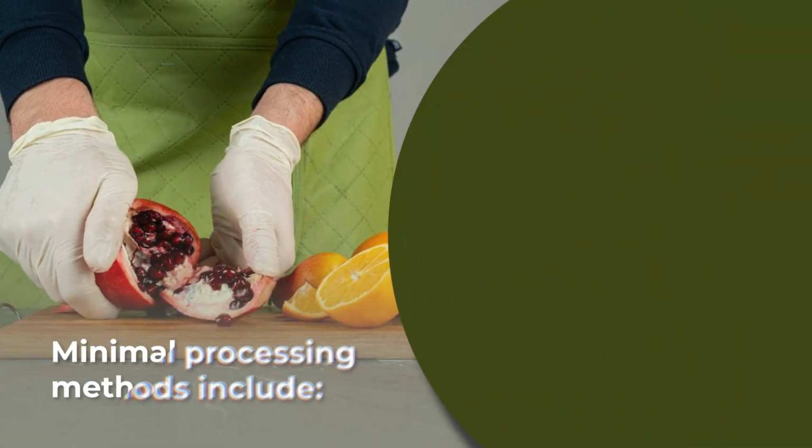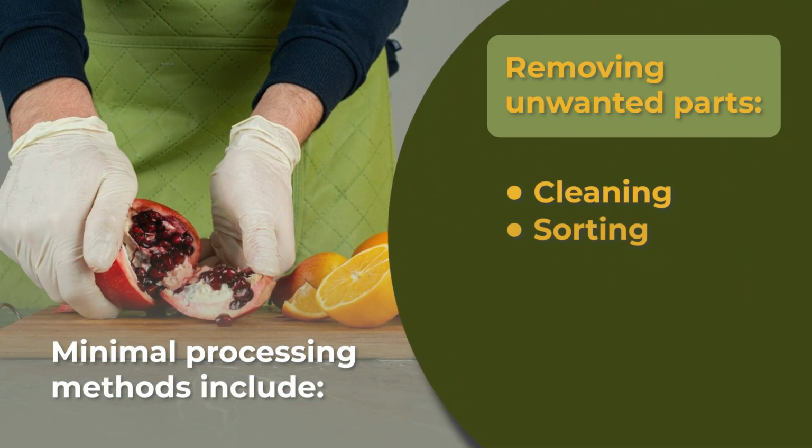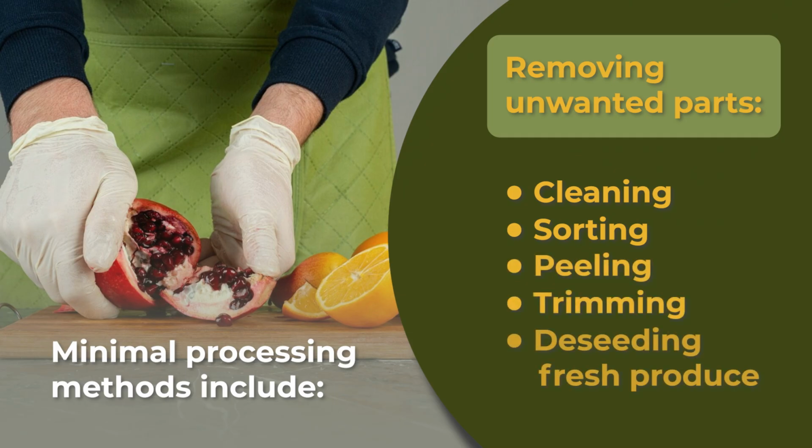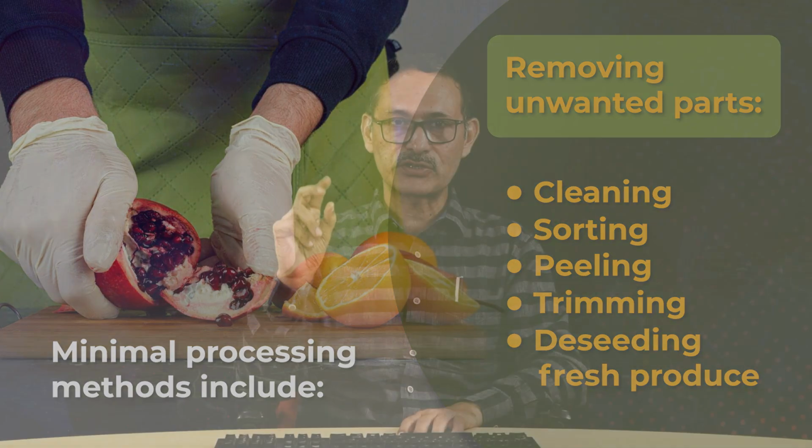If there is a freshly harvested product, like a cauliflower, you would like to remove the outer leaves, and cut the harder portion below, which is the stalk attached to the plant, and there you are cleaning, sorting, peeling, trimming, deseeding. Those operations would all be considered as removing unwanted parts. Once you have done this, your objective is also to extend the shelf life.